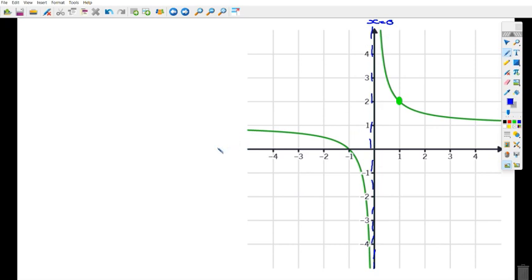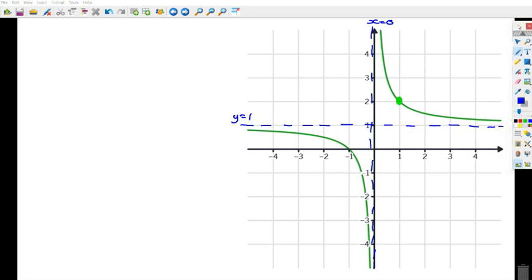Then there's also a horizontal asymptote. Remember, an asymptote is a line that my graph never touches. So what is my horizontal asymptote here? Is it y equals 0? No, because the graph cuts my x-axis here. So where is my horizontal asymptote now? It's over here. Can you see that this hyperbola just moved up 1? So my horizontal asymptote now is y is equal to 1.